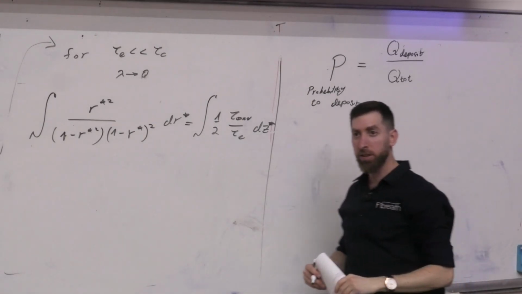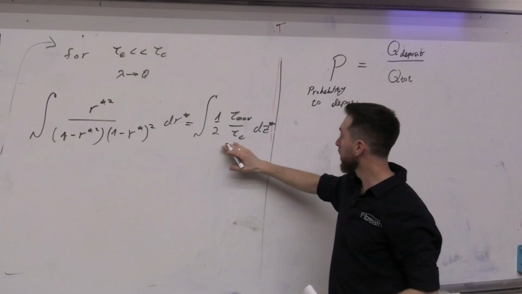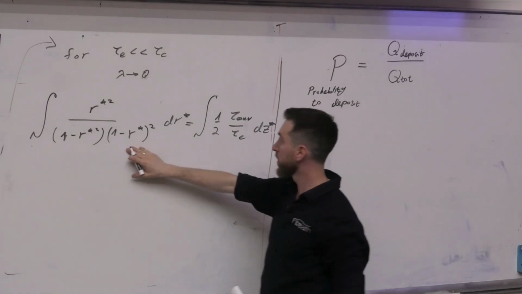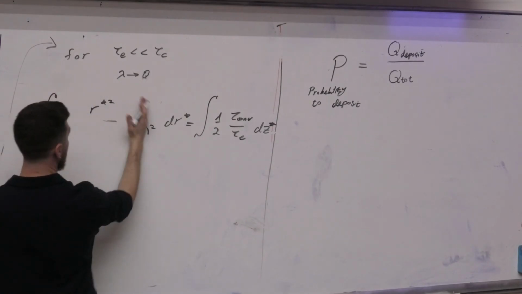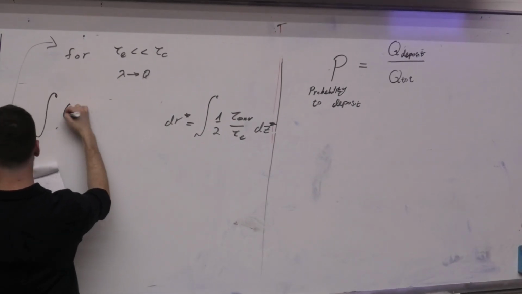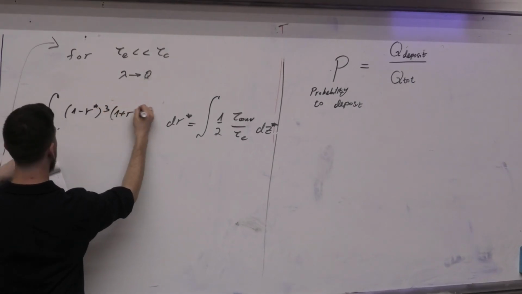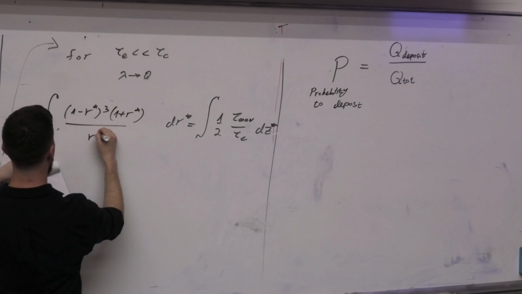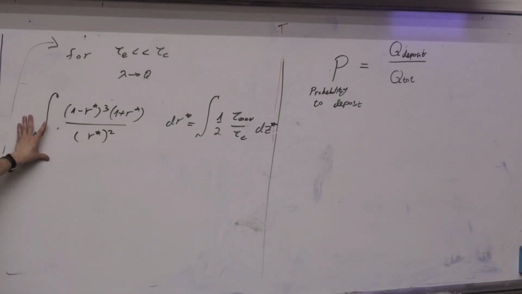The question. Where? Here? This one? Yeah, that's true. Okay, so let's correct that. So 1 minus R star to the third, 1 plus R star squared.